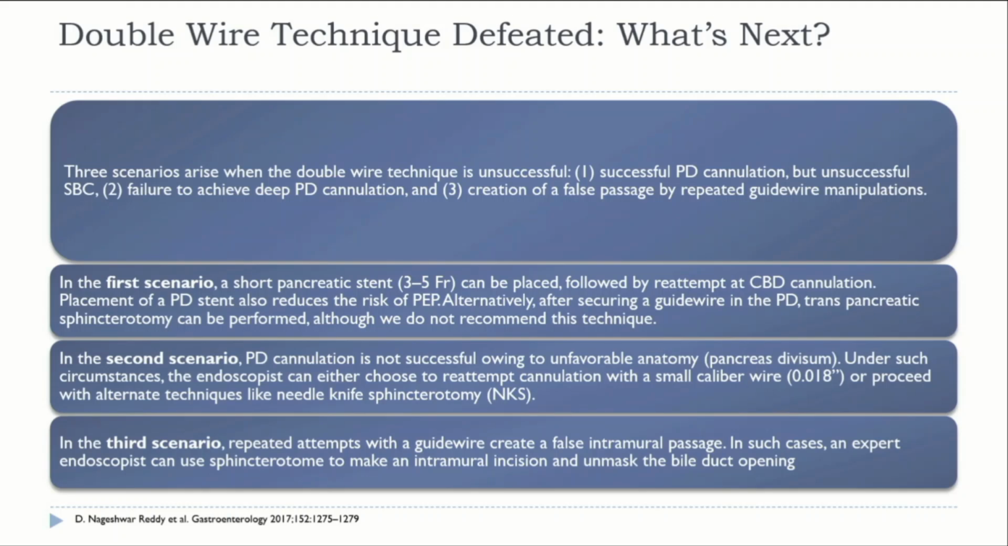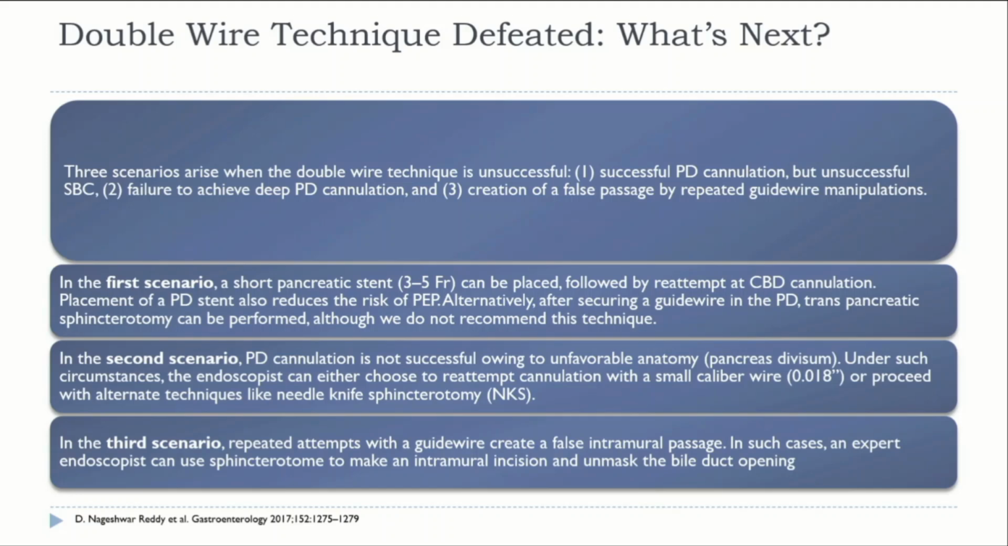So the option is to cannulate with a smaller wire, 0.018, or proceed with the alternative techniques like needle knife sphincterotomy. Most of the operators are going to prefer the needle knife sphincterotomy.